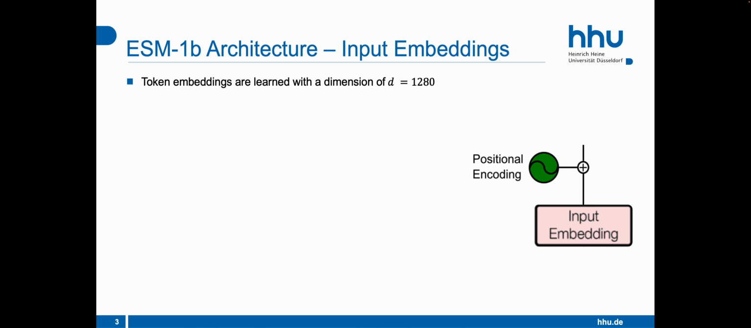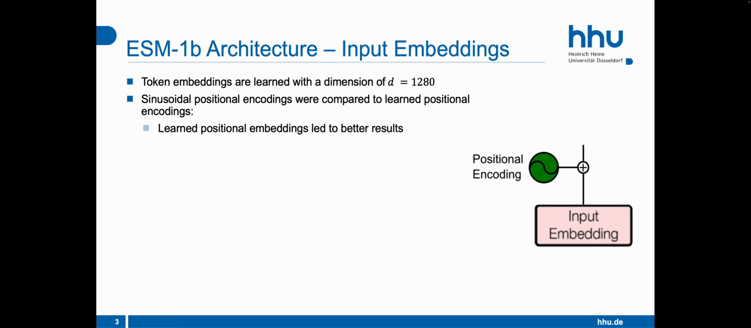Let's start by looking at how the ESM1B model handles the positional encoding and the token embeddings. In contrast to what we have considered so far, the ESM1B model uses learned embeddings for all possible amino acids or tokens. These embeddings have a dimension of 1280, which is also the dimension of all token representations in the model. This is the variable that we named D in the previous videos. For the positional encodings, the authors tested both learned representations and also the predefined sinusoidal positional encodings, but they found that learned positional encodings led to better results.